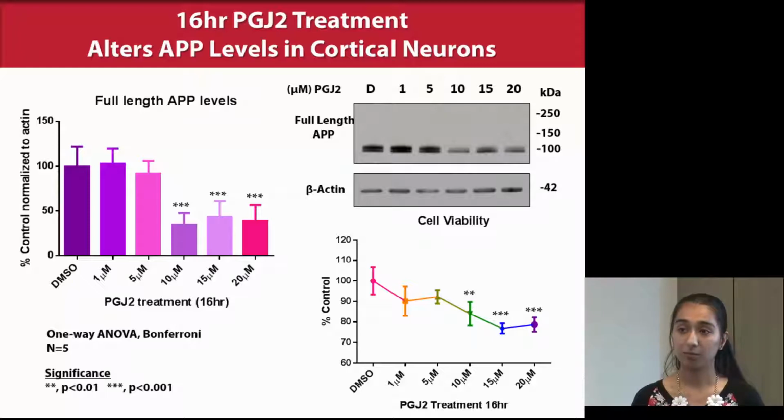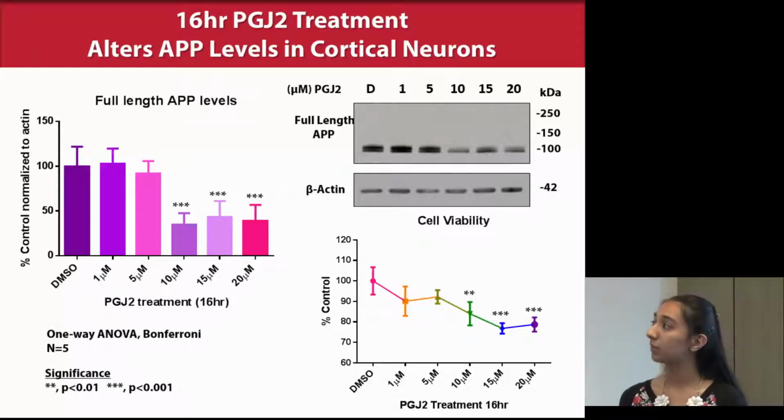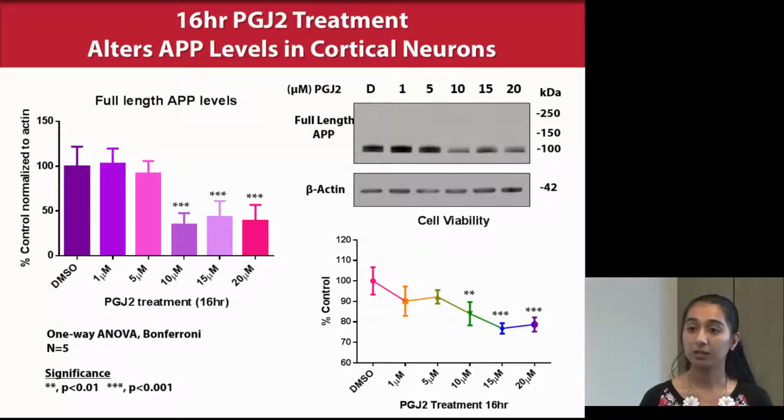We use 10 micromolar PGJ2 as our optimal concentration because, as you can see from the cell viability graph, at 15 and 20 micromolar concentrations there's a decrease in cell viability, so we did not want to kill our cells by using a higher concentration. So we use 10 micromolar throughout.